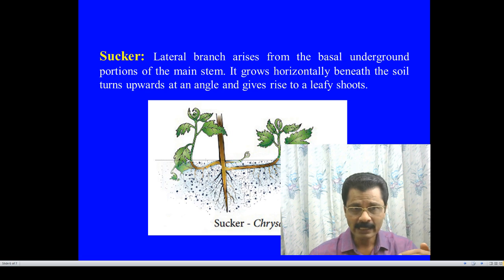In the case of runner, the branches grow horizontally on the surface of the soil. And in the case of stolons, the branches grow upwards up to a certain growth. Then they obliquely grow downwards and fix in the soil, so that you can see the arches over there. But in the case of sucker, you can't see the lateral branches because the lateral branches grow in the underground portion of the main stem. Then it grows upwards. For example, this is chrysanthemum. If you separate the sucker plant from the mother plant, it can grow into an individual one.